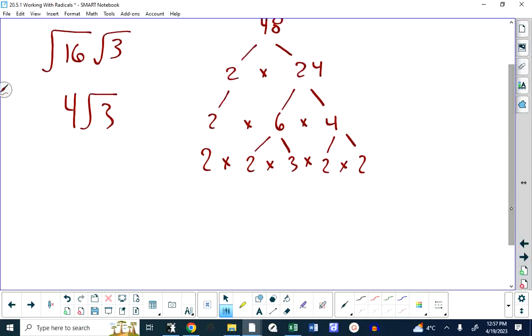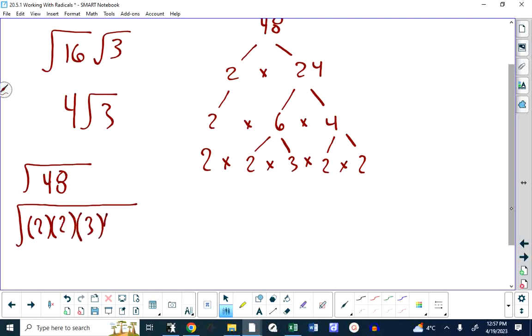That means that this root 48 that we were trying to simplify is the square root of 2 times 2 times 3 times 2 times 2. And it's a square root, so we're thinking pairs. Is there a pair of numbers that are equal? Yes, this pair of 2's. So I can obliterate those 2's underneath the radical and write a single 2 outside, because the square root of 2 times 2 is 2.